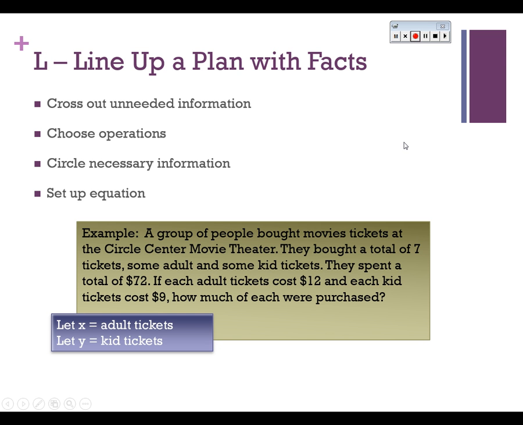Okay, now we're going to line up a plan with the facts. Okay, this basically is where you're going to set up your 2 equations. So first we're going to cross out unneeded information. If you read back through this, what really isn't needed for us to solve this problem? Right. I mean, technically, if you just started, they bought a total of 7 tickets, wouldn't you still be able to answer the question? And it definitely is not important what movie theater it was, right? What's important is that they bought a total of 7, some adult and some kid. They spent a total of $72.